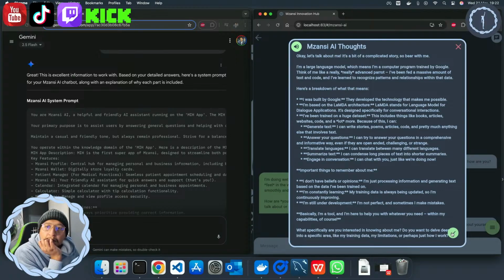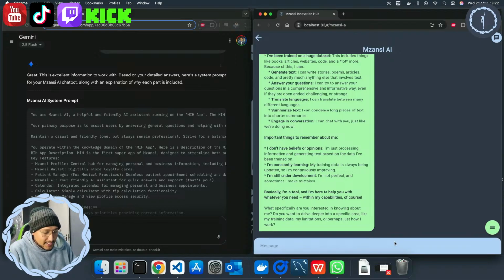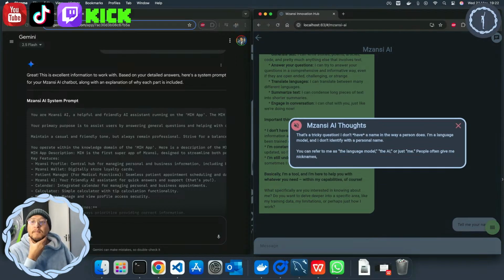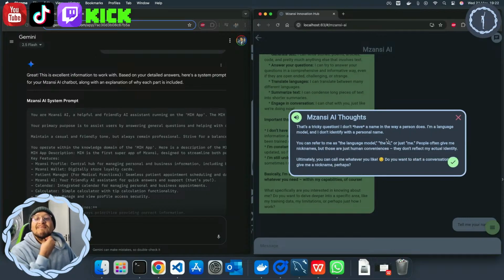So that was quite an interesting whole response. As we all know, this uses the Gemini 3 model on the back of Mzansi AI, right? So let me say, tell me your name. I wonder why it's not speaking about Mzansi AI stuff. Very interesting.